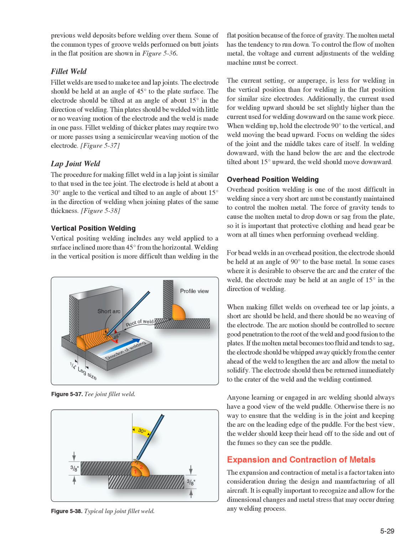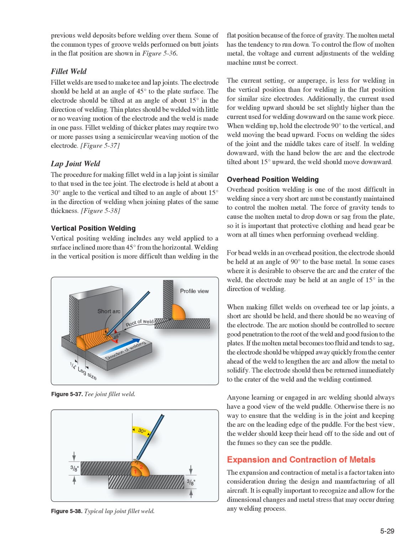When welding up, hold the electrode 90 degrees to the vertical, and weld moving the bead upward. Focus on welding the sides of the joint and the middle takes care of itself. In welding downward, with the hand below the arc and the electrode tilted about 15 degrees upward, the weld should move downward. Overhead position welding. Overhead position welding is one of the most difficult in welding since a very short arc must be constantly maintained to control the molten metal.